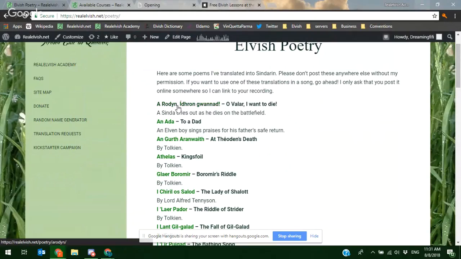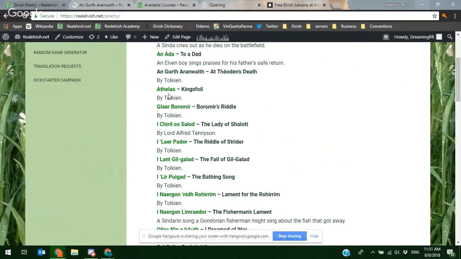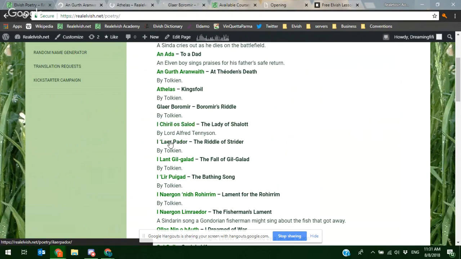So I've done some that are original, like this one up here. This one is a translation of, so we've got a few here. Oh, I really like the Fall of Gil-galad. That's, I think, my favorite in my translations.